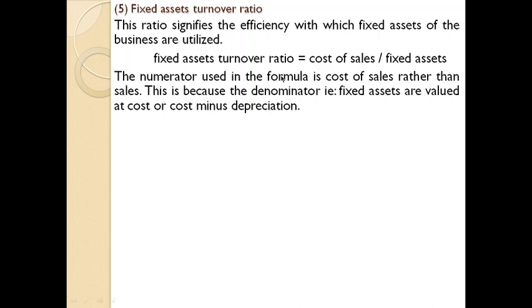While computing any kind of ratio under ratio analysis, you need to compare items that can be expressed in similar terms. Here fixed assets are expressed in cost terms. So when you are comparing fixed assets with something relating to sales, you need to use cost of sales. In the previous equation, it was total assets, that's why we used sales. Here it will be cost of sales.